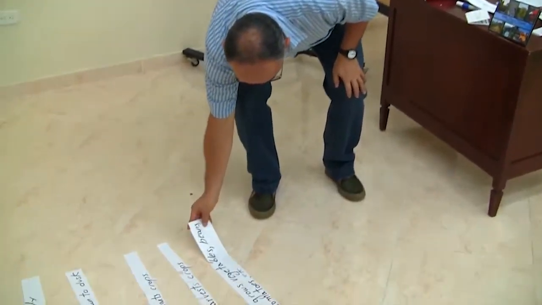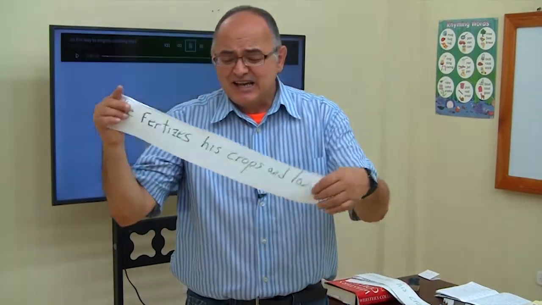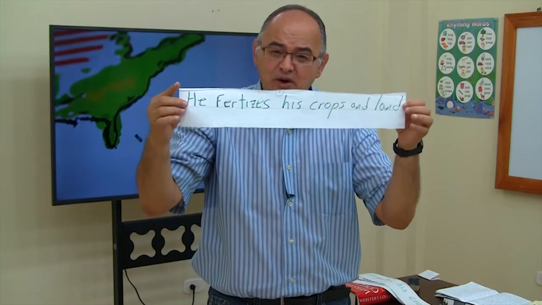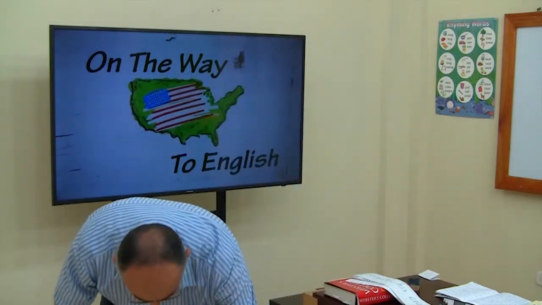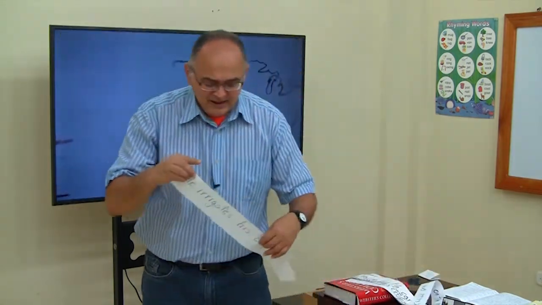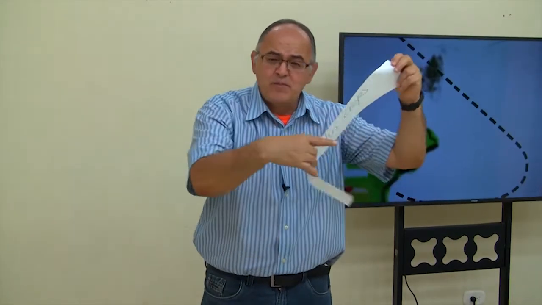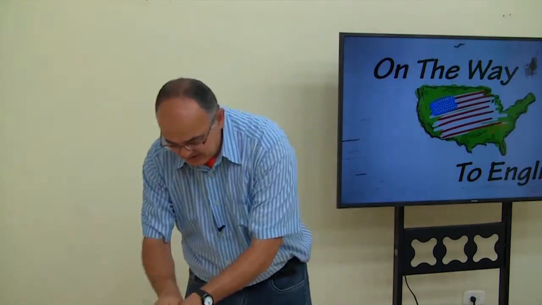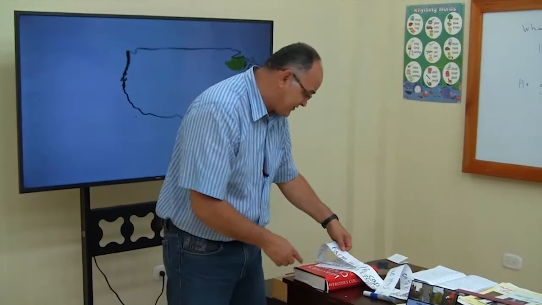Let's put it here, Old MacDonald. Also, he fertilizes his crops. He fertilizes his crops. Él abona todas sus cosechas, las abona. He fertilizes his crops and land. Put Old MacDonald here again. He irrigates his crops. He waters his crops. Old MacDonald has to irrigate his crops. So poor MacDonald irrigates his crops. Let's put it here. Poor MacDonald has a lot to do in his farm, on his farm.